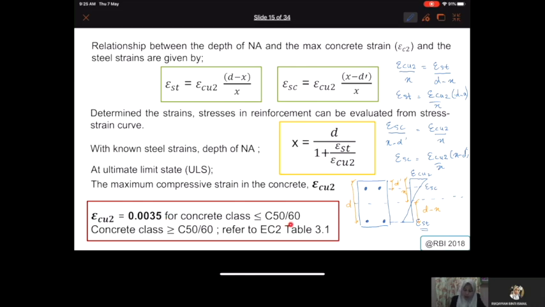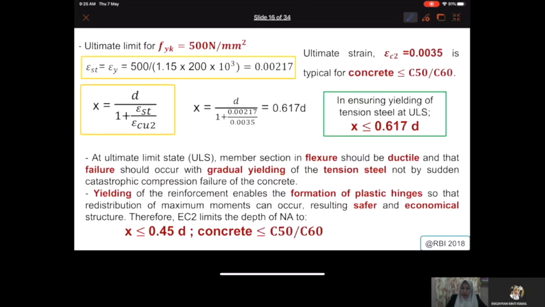Okay, and this is only valid for concrete class lesser than 50 MPa. If it's more, then you have to refer directly to the table. Okay, so for the ultimate limit, for fyk equal to 500 Newton per mm square, you will have your strain ST equal to strain Y, which is equal to 500.